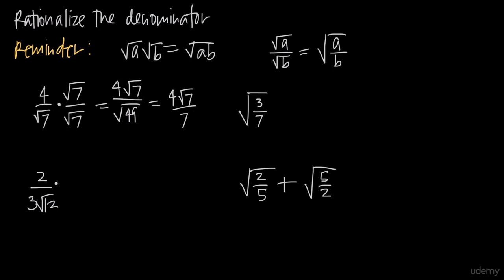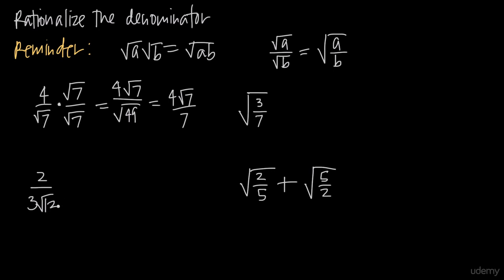What about this example here? We have 2 over 3 times the square root of 12. Well, based on the previous example, what you might think to do is multiply both the numerator and the denominator by the square root of 12. That would be perfectly correct, and we could do that, but it might be faster if we try to simplify this square root before we do that.